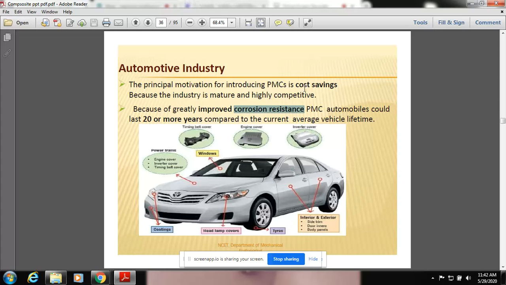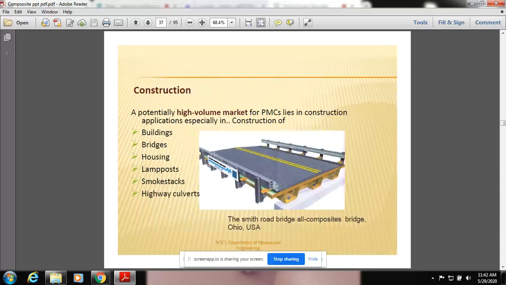And one more thing, as mentioned, the weight. If the weight is reduced, the efficiency of the vehicle is going to be high, right? That was a major reason for using this PMC in automobiles. And there are mentioned here some of the components: side trim, door, interior, body panels. All these are manufactured by means of composites, right? Then this PMC can also be used for construction. See, for large buildings, what you call roadways, that is bridges, all those things.